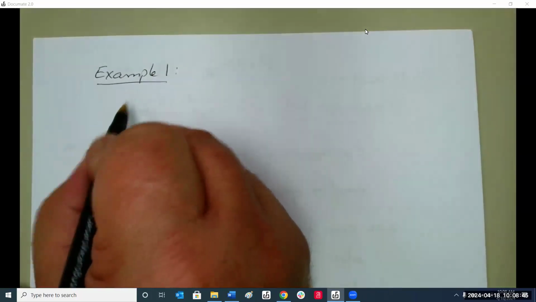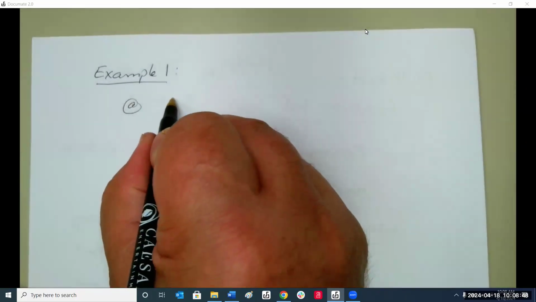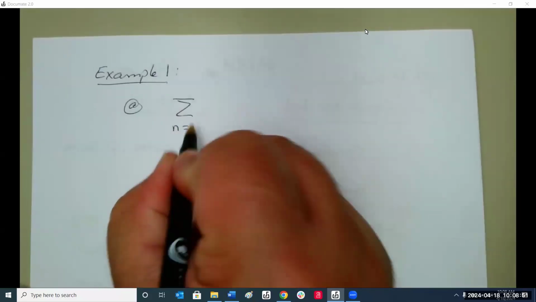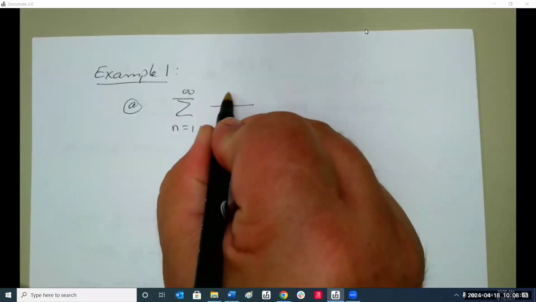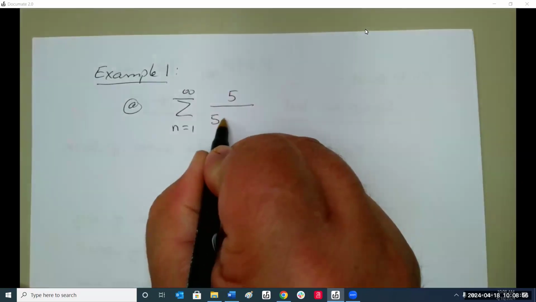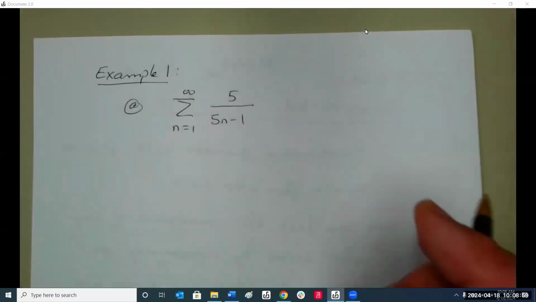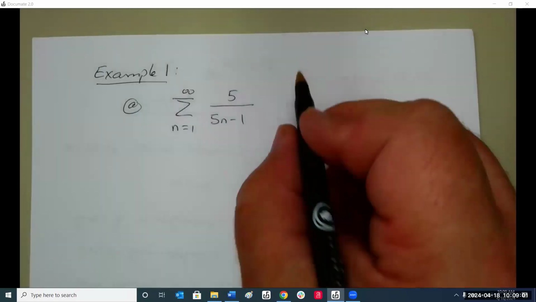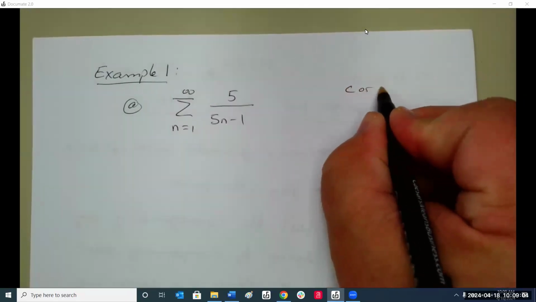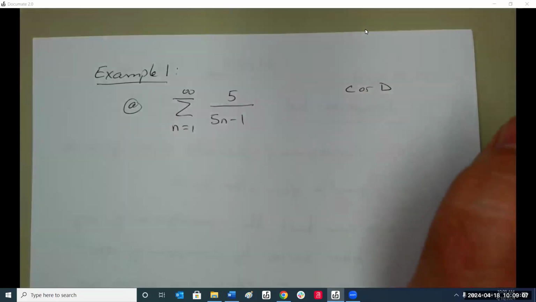Here's the first example. Example 1A. The series from n equals 1 to infinity of 5 over 5n minus 1. Does it converge or diverge?